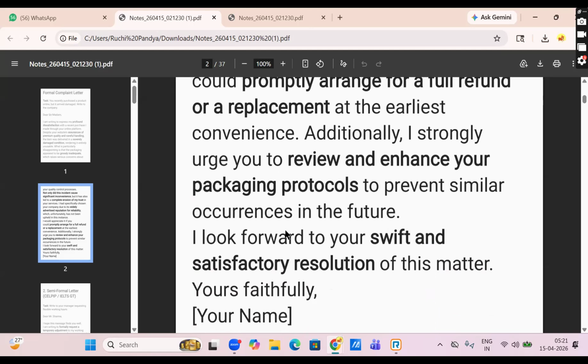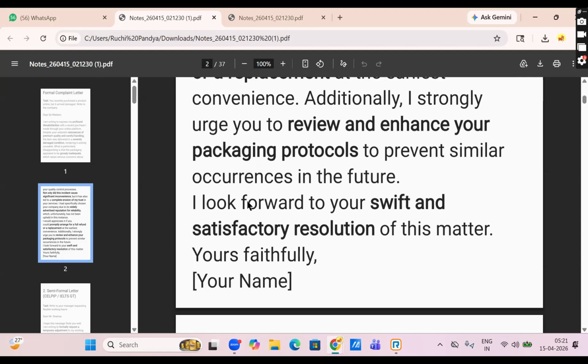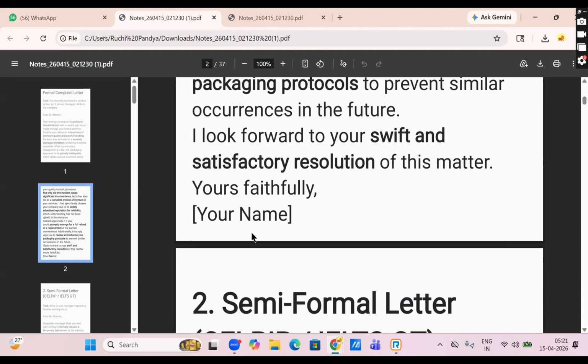So when you are complaining, it also makes sense to give advice. ये मेरा complaint था, उसके सामने मैं आपको ये advice दे रही हूँ, ठीक है? Again, please pay attention and listen. Additionally, I strongly urge you to review and enhance your packaging protocols to prevent similar occurrences in the future. I look forward to your swift and satisfactory resolution of this matter. Yours faithfully, and then your name.